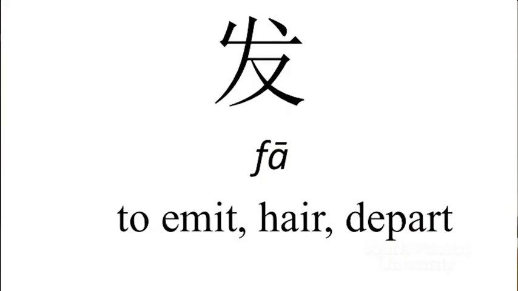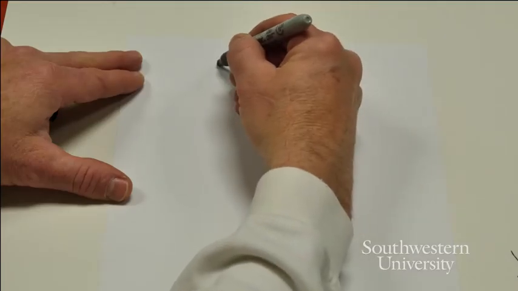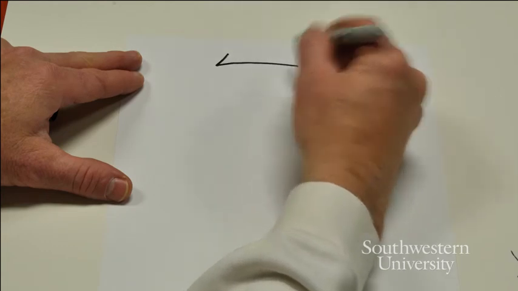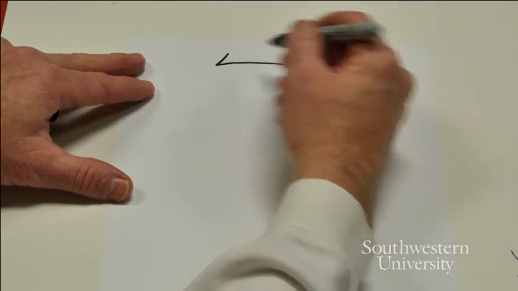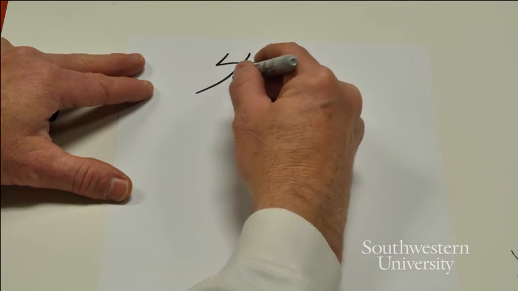Fa. This character has a broad range of uses. It means to emit or to give off. The traditional character refers to broadcasting things, but we'll just do the simplified form today. Dien, ja, I don't know what else to call that stroke. Pie, and then the right-hand component here.